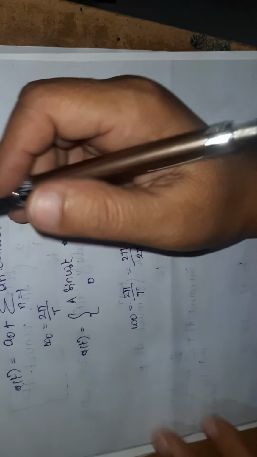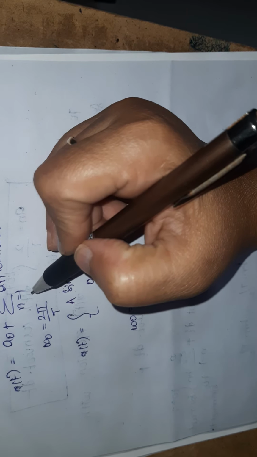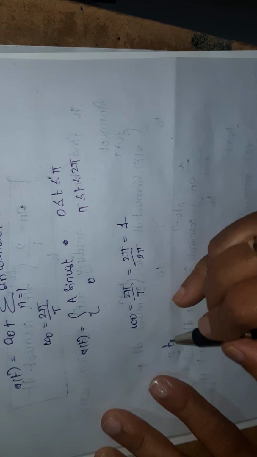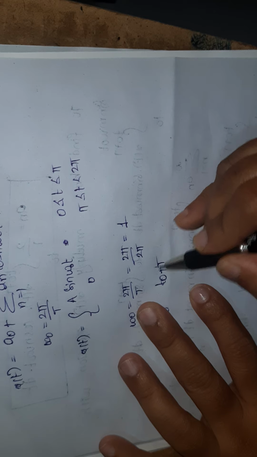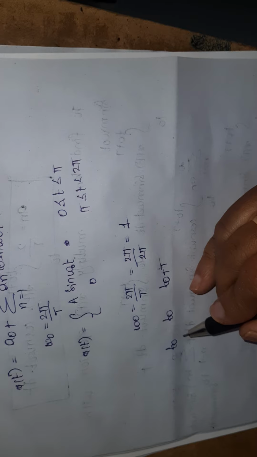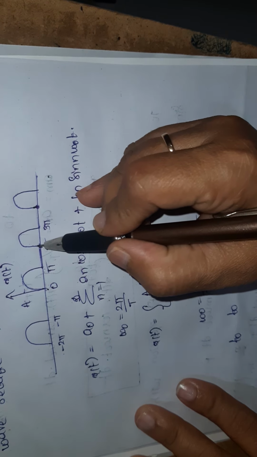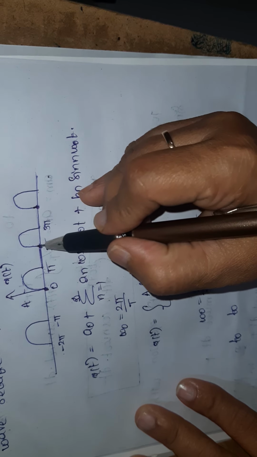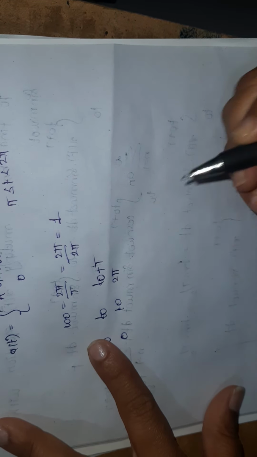We will do the integration over one time period, that is t naught to t naught plus T. Here capital T is nothing but 2 pi, and I am considering t naught as 0. See the diagram: if I consider 0 to 2 pi, the initial time is 0 and the final time is 2 pi.